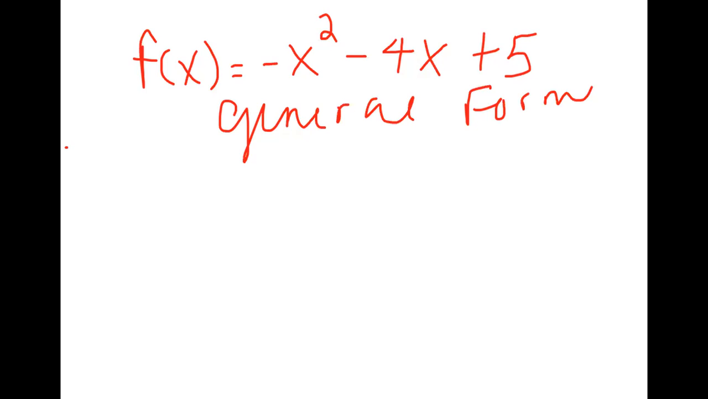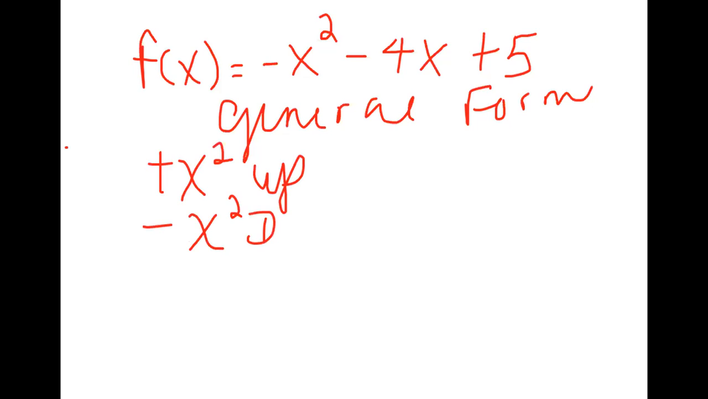You need to look at your x squared, guys. Look at the coefficient in front of x squared. If the x squared is positive, it's going to open up. However, if your x squared is negative, it's going to open down. So if the leading coefficient has a negative in front, it opens down. If it's positive, as in there's nothing there, it's going to open up. So guys, this one right here is going to open down.